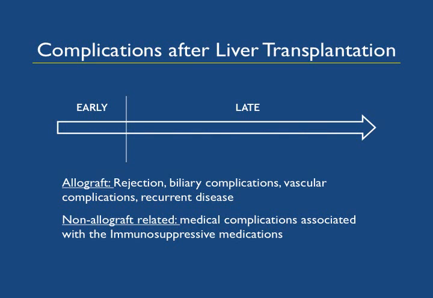The types of complications that present after liver transplantation are very much related to the timing. Allograft-related complications such as rejection, biliary complications, and vascular complications occur early on, usually within the first year after liver transplantation. Recurrent disease, such as recurrent hepatitis C, also occurs reasonably early. Non-allograft-related complications, such as medical complications occurring as a result of immunosuppressive medications, can also present early, but usually predominate later in the patient's course.